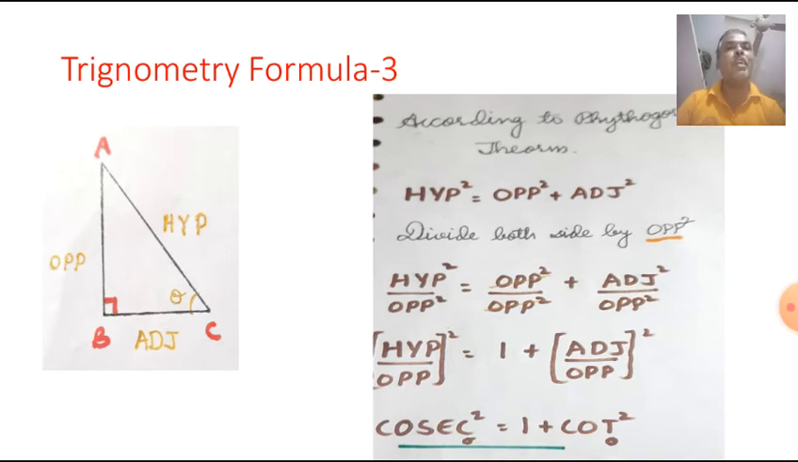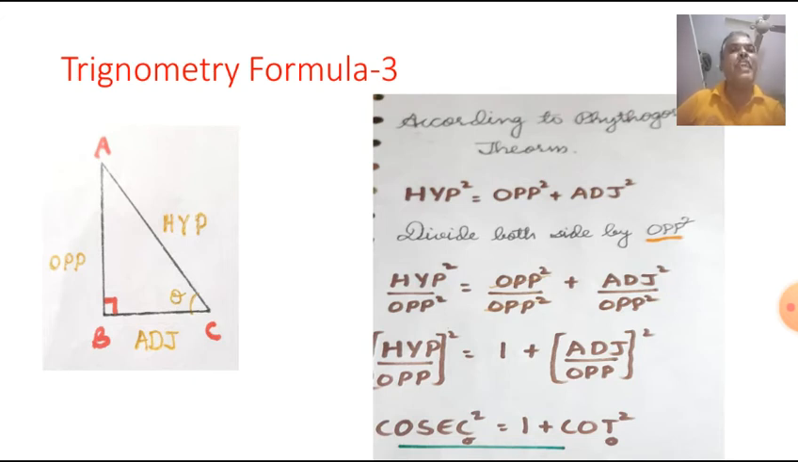We have right angle triangle ABC, in which AB is the opposite side, BC is the adjacent side, AC is the hypotenuse side. Here also, according to Pythagoras theorem, the square on the hypotenuse side is equal to the sum of the squares of the rest two sides of the right angle triangle. That means hypotenuse square is equal to opposite square plus adjacent square. At this stage, divide both LHS and RHS by opposite square.